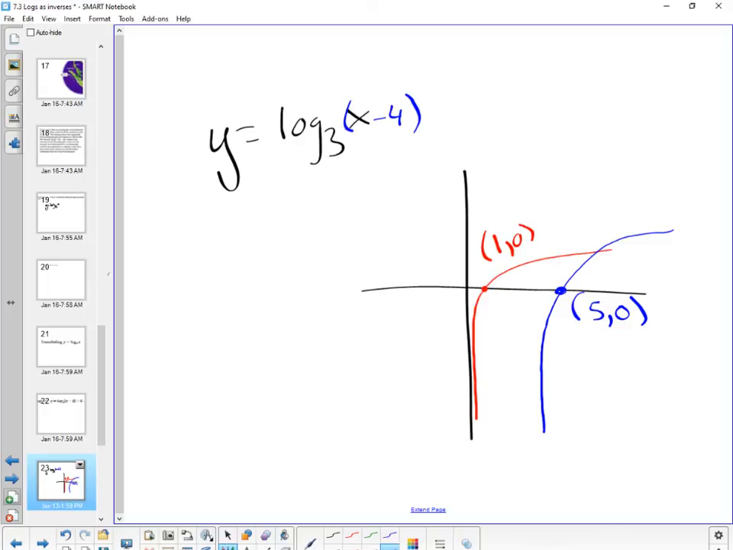I want you to write a new equation, same thing. But I want this one to cross at 4 comma 0. So the red one is now at 4 comma 0. It went up how many units? 3. Write me an equation that represents that, please.